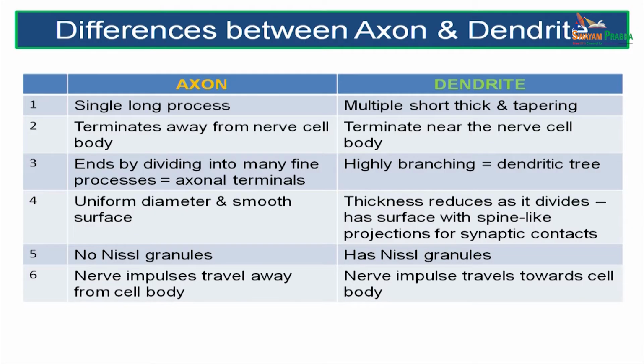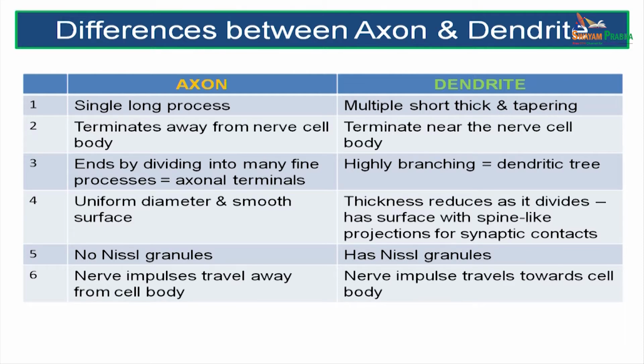Let's summarize some differences between the axon and the dendrite. The axon is made up of a single long process, whereas dendrites are multiple, short, thick and tapering. An axon terminates away from the cell body, whereas a dendrite terminates towards the cell body. An axon ends by dividing into axonal terminals. A dendrite forms a dendritic tree.